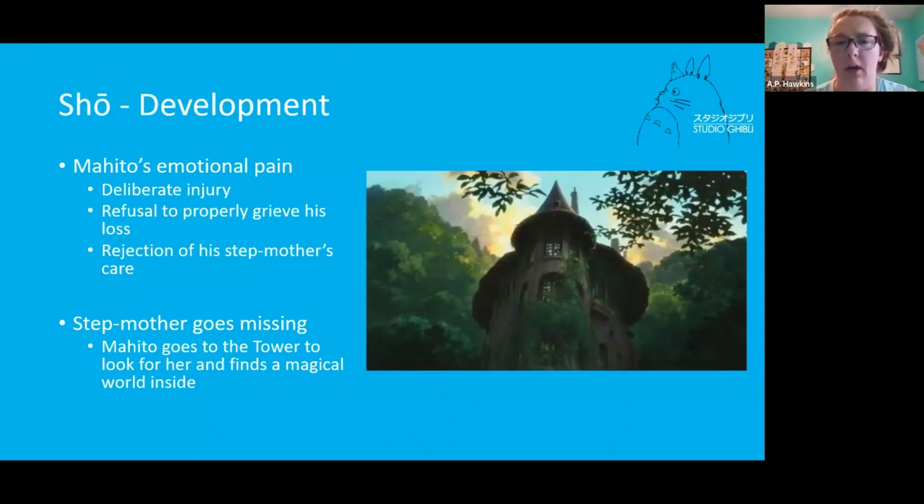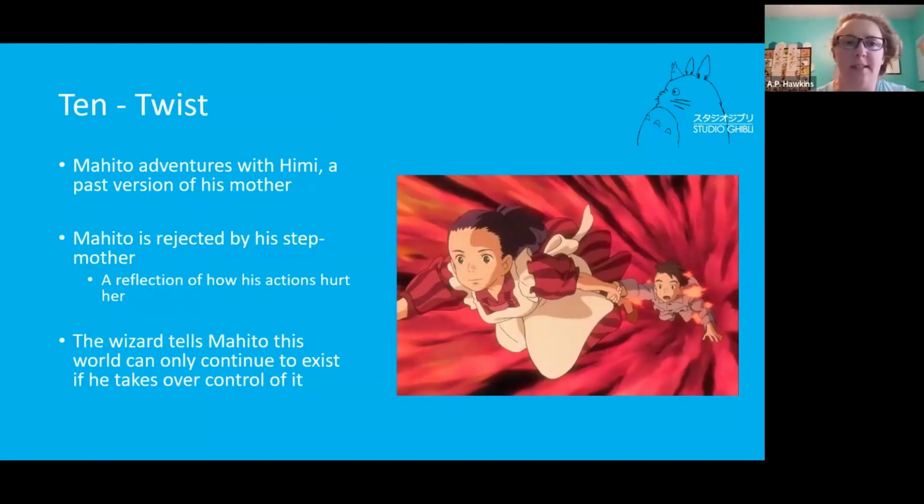And so Mahito, he's helping the other people at their state try to find his stepmother, and he finds this tower in the woods and goes inside and finds this magical world where, oh my gosh, everything's totally different here. But he finds this magical world inside the tower that is connected to him and his mother's side of his family. Then in the ten, or the twist, Mahito goes on adventures in this magical world with Himi, who is a kind of past spirit version of his mother.